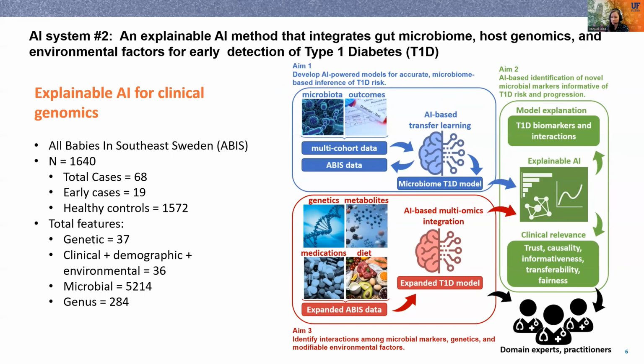The second AI system that I wanted to talk about today is more focused on using multi-layer, multi-omic types of data and integrating that data for then predicting complex disease outcome. In this case, we are focusing on type 1 diabetes for our main project, which is an autoimmune disease that affects millions of babies every year around the world.